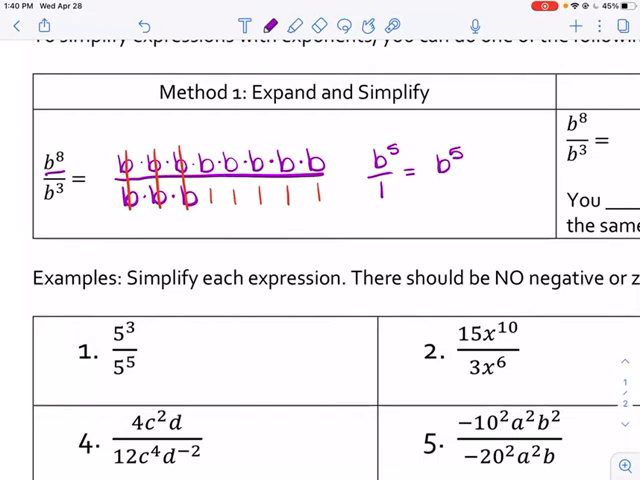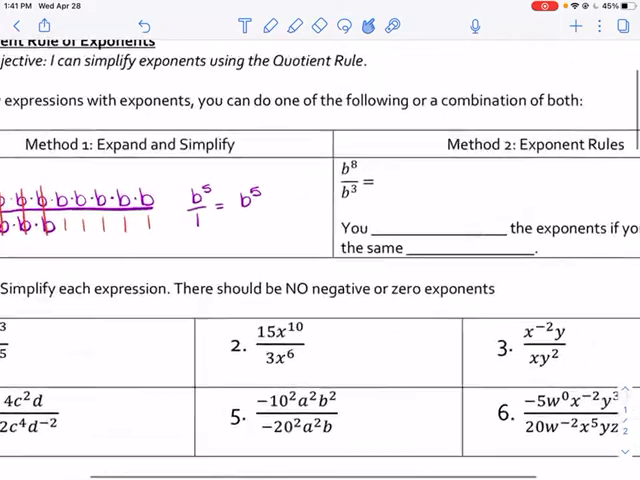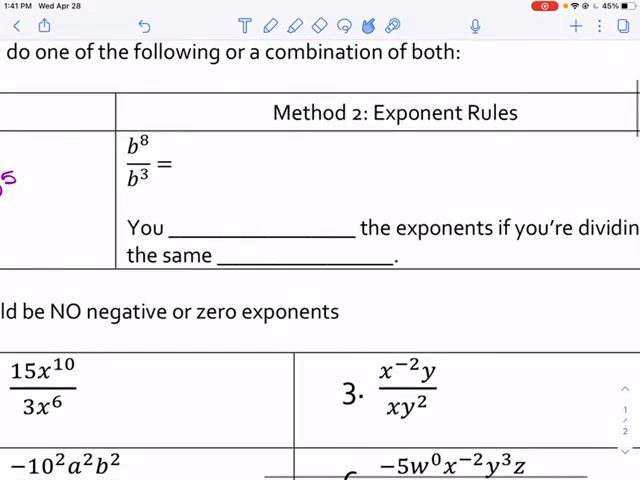Now if you look at the numbers, they were 8 and 3. What do you think we did to get 5? If you said subtracted, you're right. So when we divide, we're going to subtract the top minus the bottom to get our final answer.